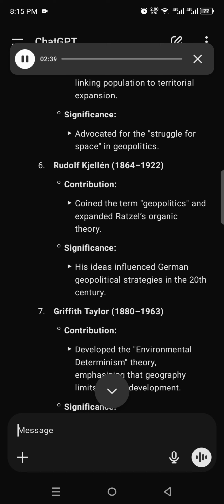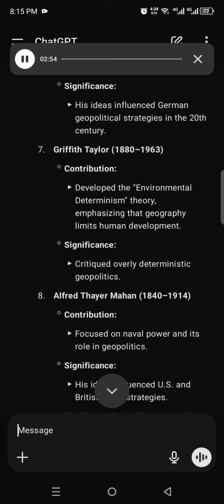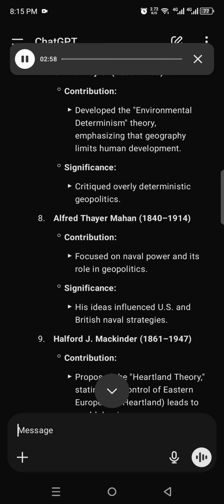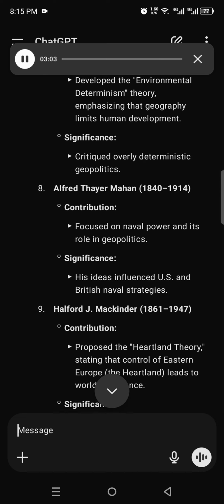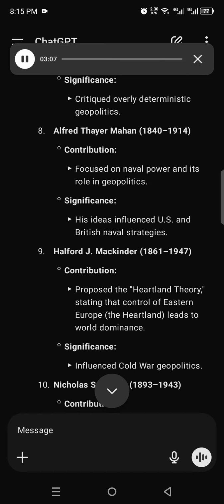7. Griffith Taylor, 1880 to 1963. Contribution: developed the environmental determinism theory, emphasizing that geography limits human development. Significance: critiqued overly deterministic geopolitics. 8. Alfred Thayer Mahan, 1840 to 1914. Contribution: focused on naval power and its role in geopolitics. Significance: his ideas influenced U.S. and British naval strategies.